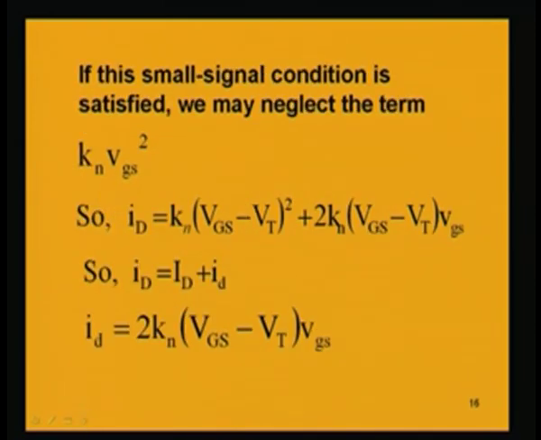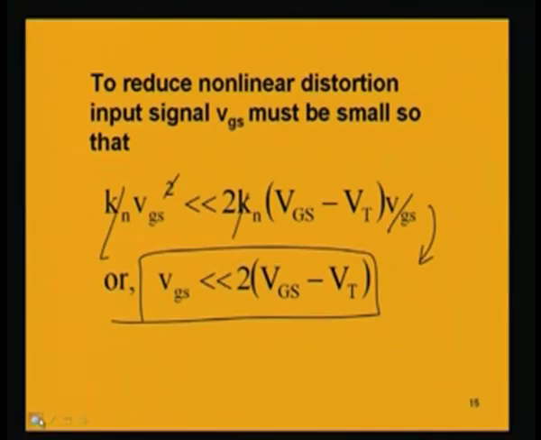So then, if this small signal condition is satisfied, we can neglect the term Kn VGS square. This is an important condition which we will keep in mind: if the signal which we want to amplify is very, very small as compared to the right hand side expression, 2 times capital VGS minus Vt, then the distortion effect can be neglected, or it is not causing distortion to the drain current.